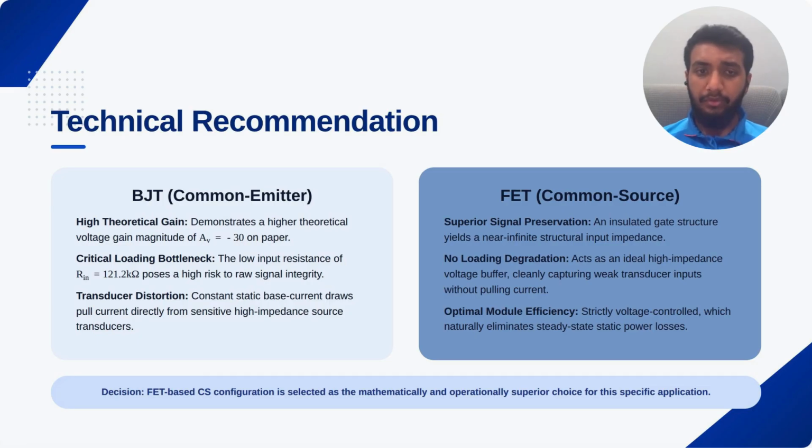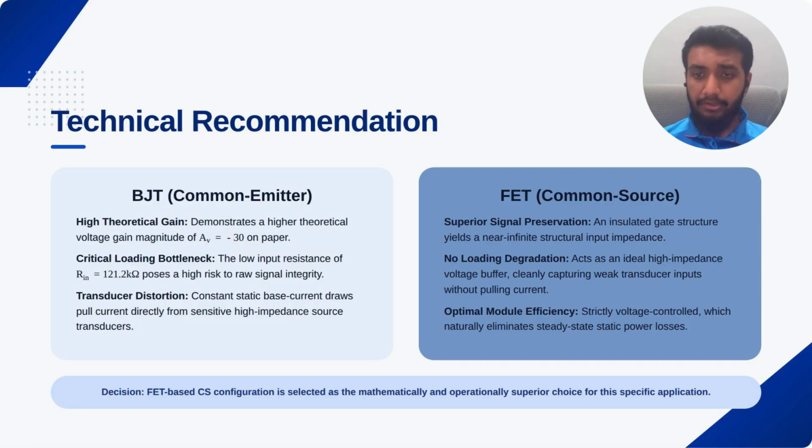So far we have gone through the BJT and FET and all the details, so I'll just wrap it up. We have the two options, BJT and FET, the common emitter and common source. In the BJT there's a high theoretical gain on paper with the AV value of negative 30. But there is a critical loading bottleneck because of the low input resistance. It can pose a high risk to raw signal integrity.